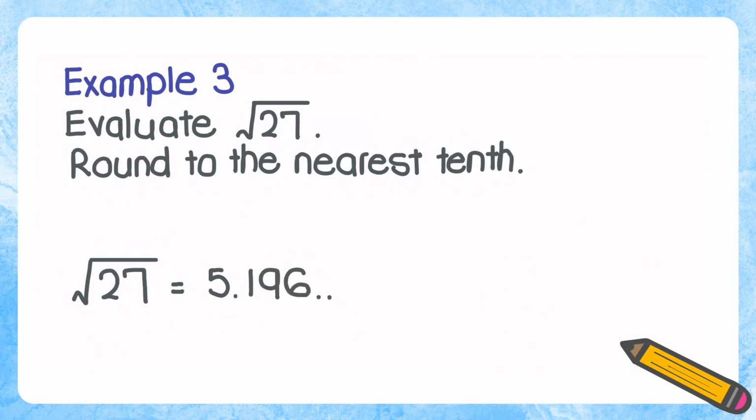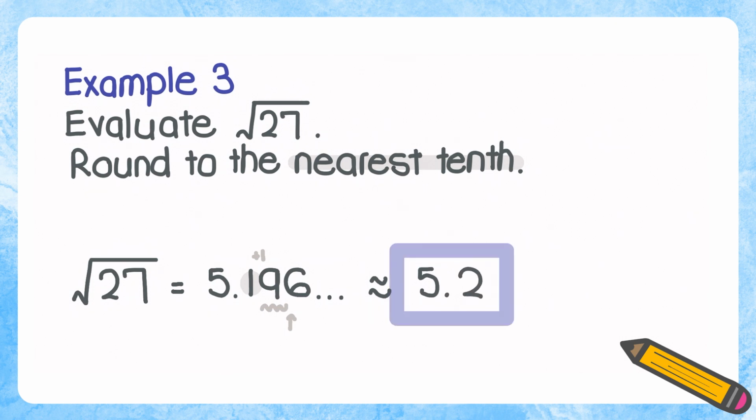5.196, and the decimal keeps going, but we're asked to round to the nearest tenth. So we look at the tenths place, which is 1, and look at the digit right under it. Since it's 9, we'll be rounding up. So we're increasing 1 by 1. Rounding to the nearest tenth, the square root of 27 is approximately equal to 5.2. And please let me know if you have any questions about rounding.